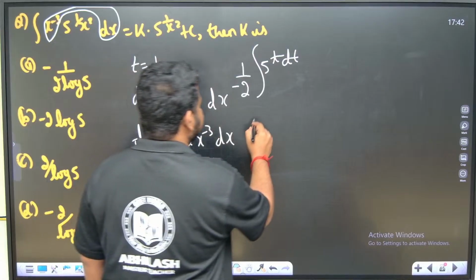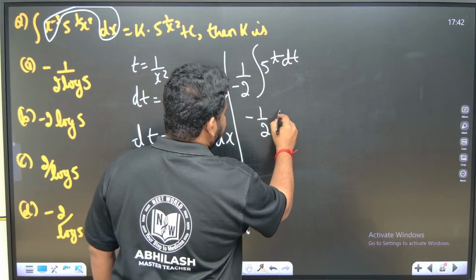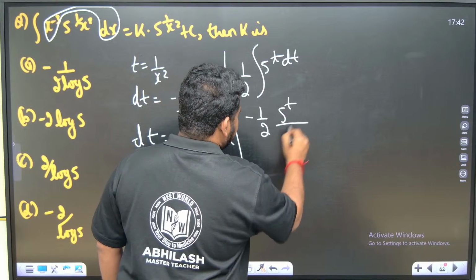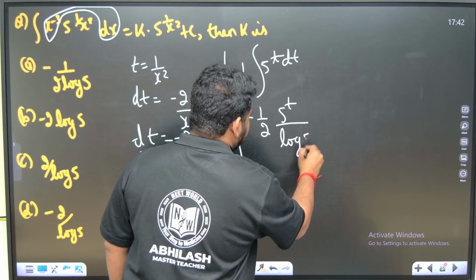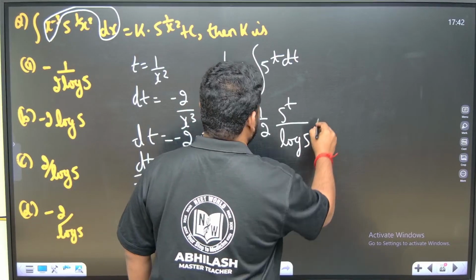Now if I integrate this, this will become minus 1 by 2. 5 to the power of t is nothing but 5 to the power of t by log 5. Okay, 5 to the power of t by log 5 plus c.